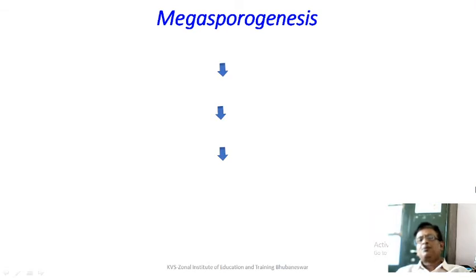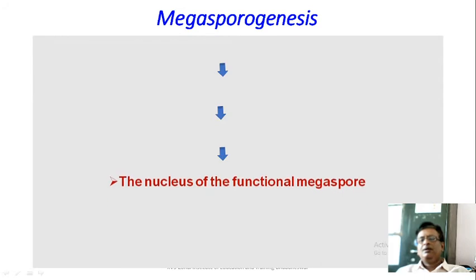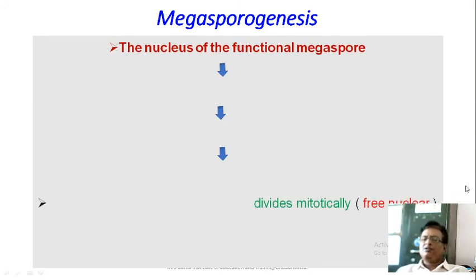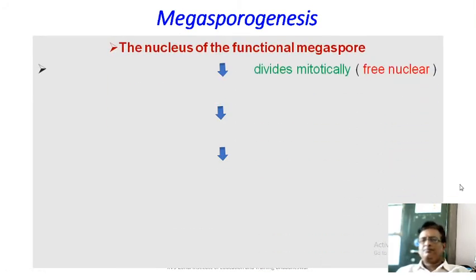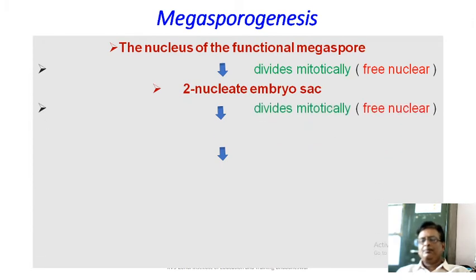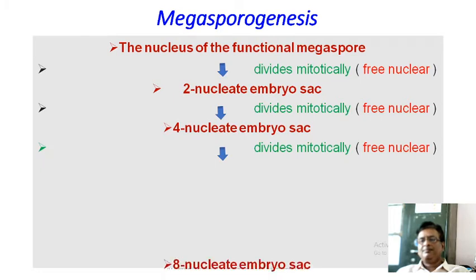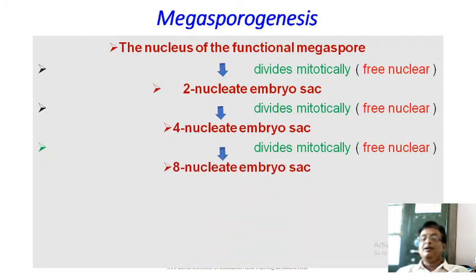Let us sum up the process of megasporogenesis. First, the nucleus of the functional megaspore divides mitotically, as free nuclei, to form a two-nucleate embryo sac. Again it divides mitotically to form a four-nucleate embryo sac. And then again it divides mitotically, as free nuclei, to form an 8-nucleate embryo sac.